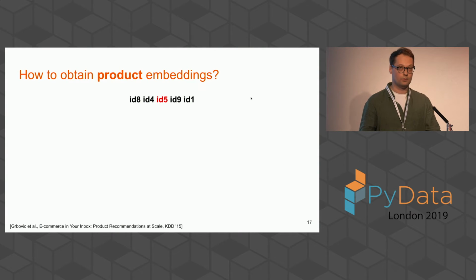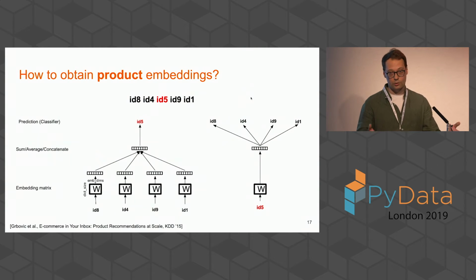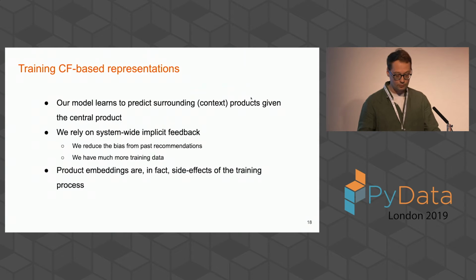Okay, so we know how to obtain word embeddings, but how do we obtain product embeddings? The transition and the answer is surprisingly simple. It's called Prod2Vec. And the only thing we have to do is to actually change the vocabulary. So we use user sessions as sentences, and product IDs as words. The rest stays the same. This way, using skipgram, we can predict the surrounding products given a central product, for instance, the one you're currently watching. So the true aim of our model is to learn to predict surrounding products given the central product.